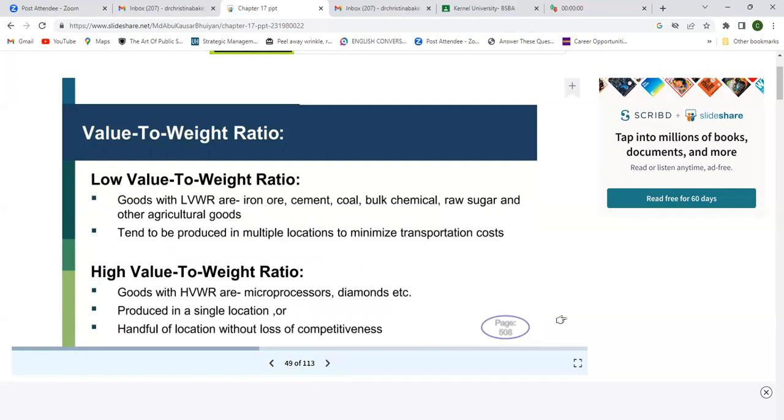Low value to weight ratio: goods with the LVWR are iron ore, cement, coal, bulk chemicals, raw sugar, and other agricultural goods. They tend to be produced in multiple locations to minimize transportation costs. High value to weight ratio: goods with the HVWR are microprocessors, diamonds, etc., produced in a single location or a handful of locations without a loss of competitiveness.